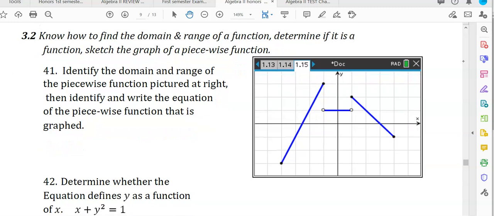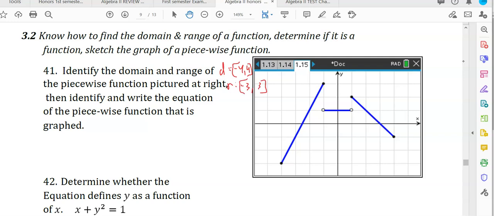So identify the domain and range of the piecewise function at right and write the equation that is graphed. So the domain would be, it looks like from -4 to +4, right? So from -4 to 4 brackets. The range would be from -3, goes down that low, up to +3, so -3 to 3 brackets.